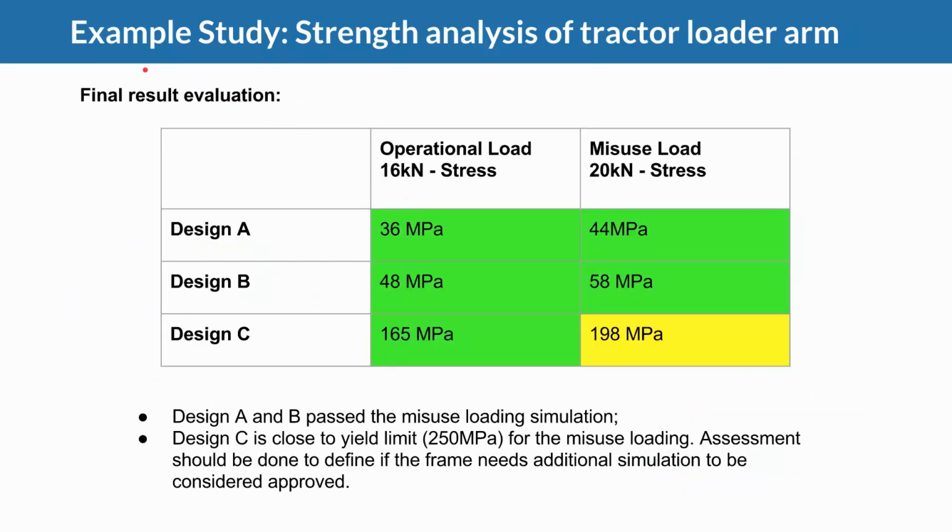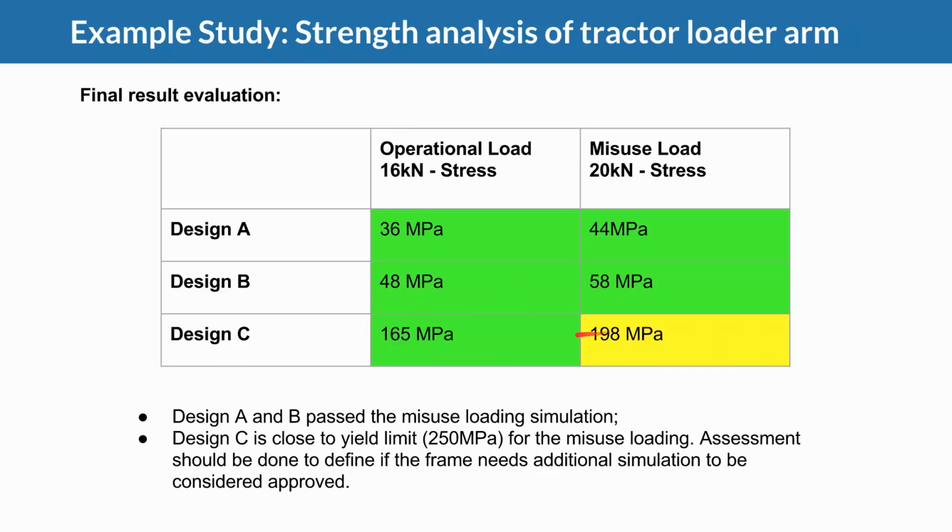So if we actually get the data not only visually but looking at the numbers, we see that design A has about 36 megapascal of stress in the operational load condition, and if you put up a misuse load of about 20% on top of the maximum operational load which we defined, we still are in a very safe region. And the same goes for design B.